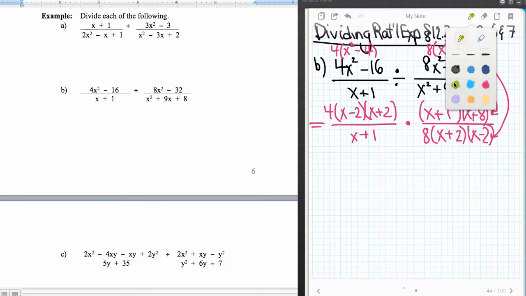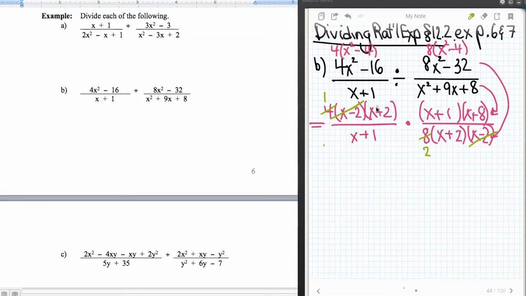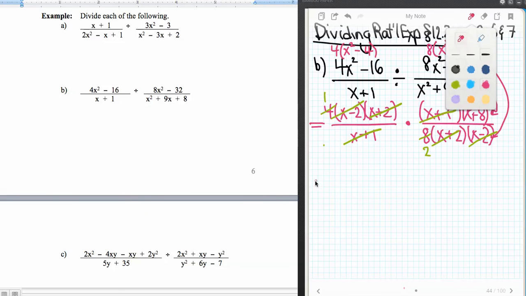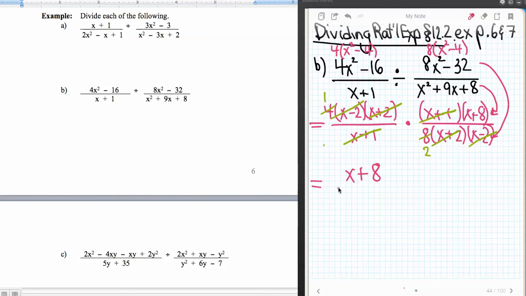Now I'll get out my green pen and I'll cancel. So this 4 and this 8 have a common factor of 4. So 4 divided by 4 is 1, and 8 divided by 4 is 2. And then one of these will go with one of those. One of those will go with one of those. That x plus 1 will go with that x plus 1. And that will simply leave us with, and in the numerator we multiply all the way across, 1 times 1 times 1 times 1 times x plus 8. And then in the denominator, 1 times 2 times 1 times 1 leaves us with 2. And that's our final answer.